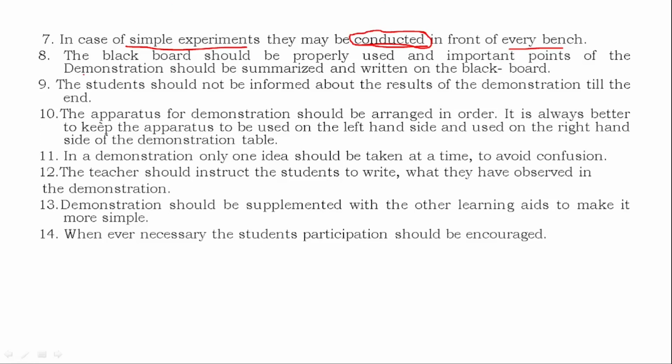The blackboard should be properly used, because the important points of the demonstration should be summarized and written on the blackboard. The students should not be informed about the results of the demonstration till the end. The teacher should keep the students in suspense, waiting for the results.